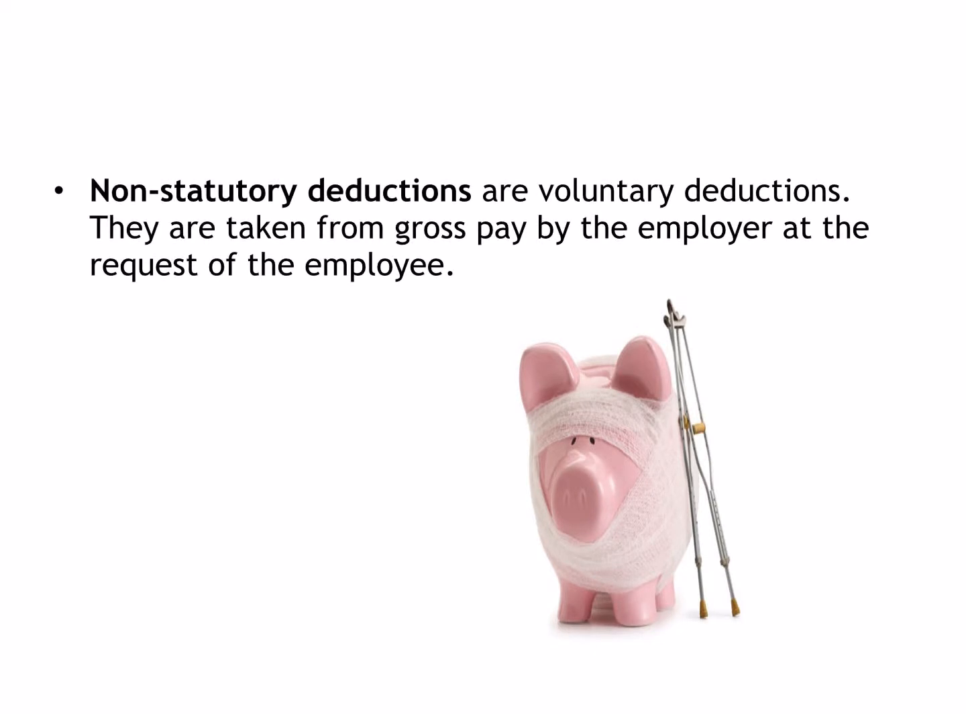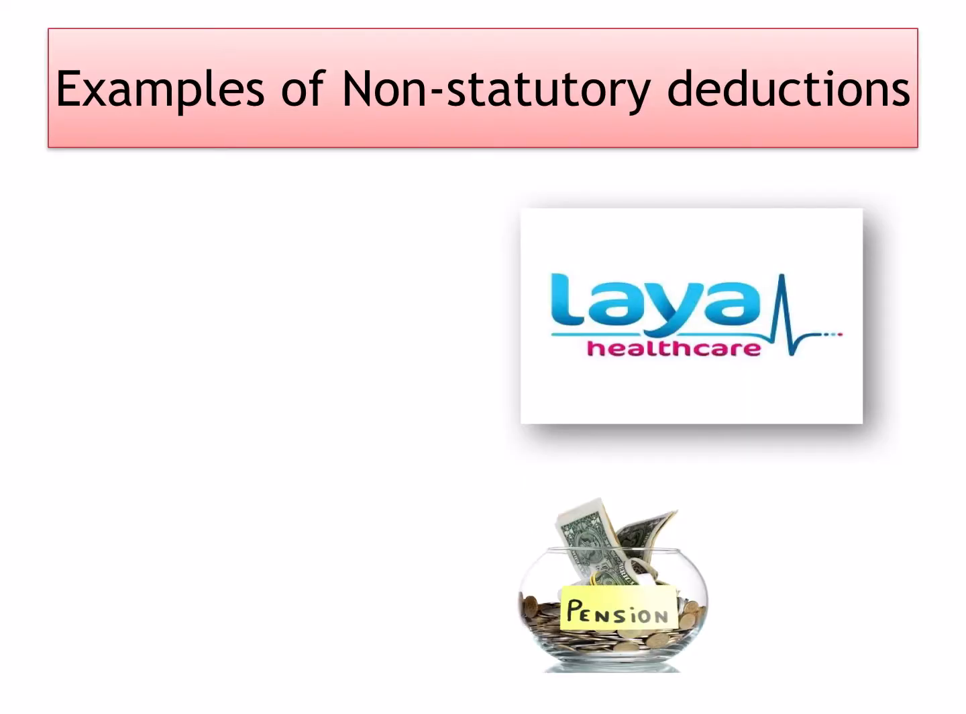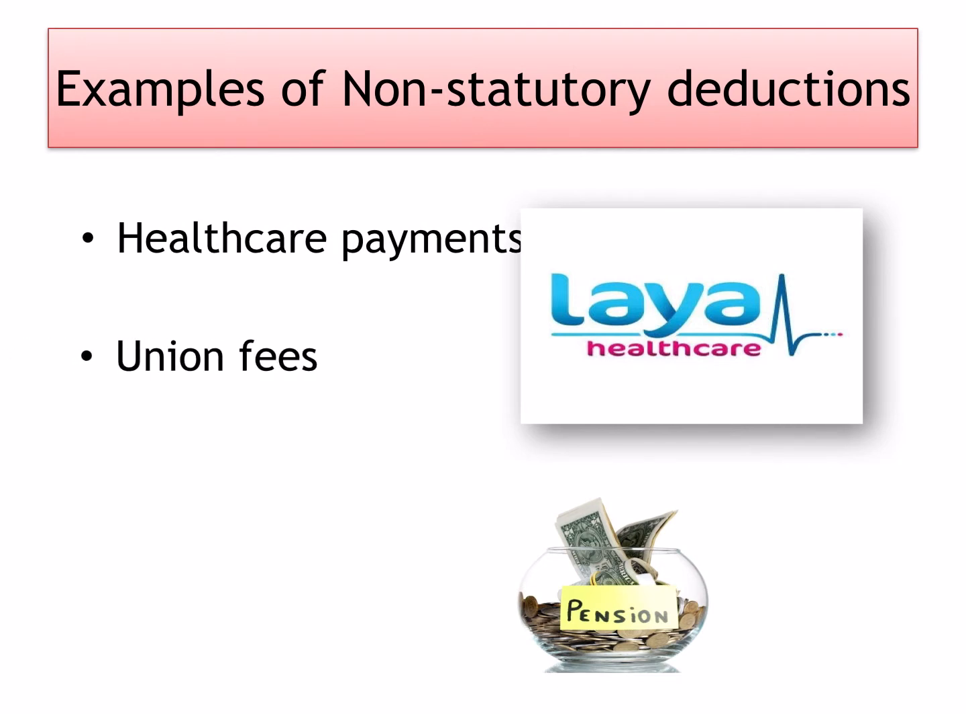Non-statutory deductions are voluntary deductions. They are taken from gross pay by the employer at the request of the employee. Some examples of non-statutory deductions include healthcare payments, union fees, and pension payments.